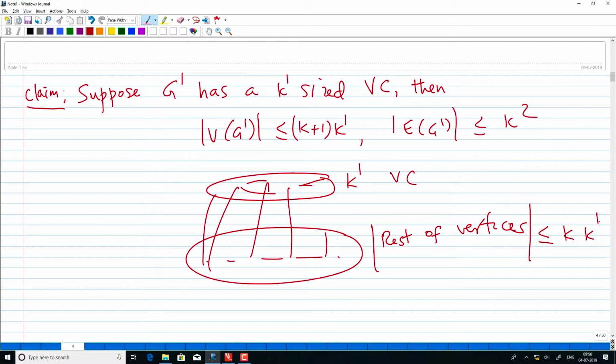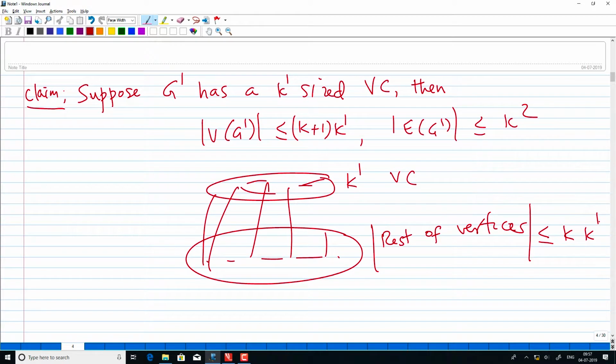So that shows this, because that's exactly what I've shown. The number of vertices in this whole graph is not more than k prime plus k prime times k, which is k prime times k plus 1, okay? And the number of edges is again, all edges are incident here, and each vertex has degree at most k, so it's at most k prime times k, which is at most k square, okay? Is that clear? So we apply these three simple rules.